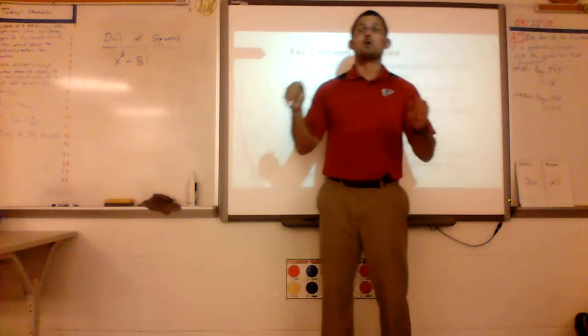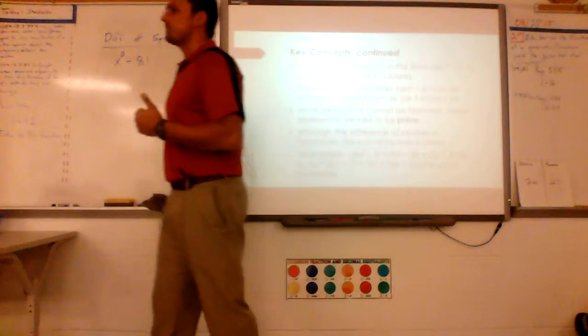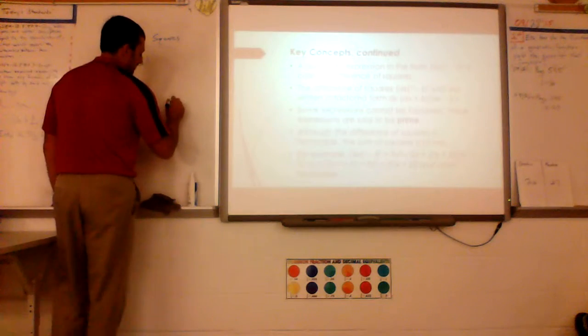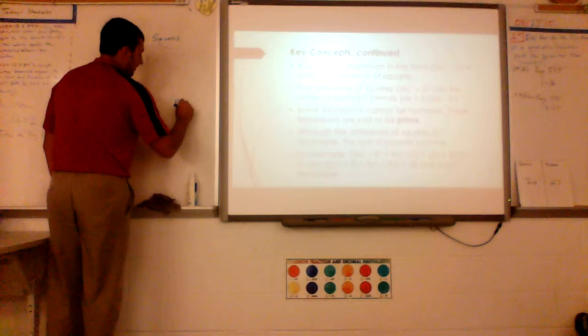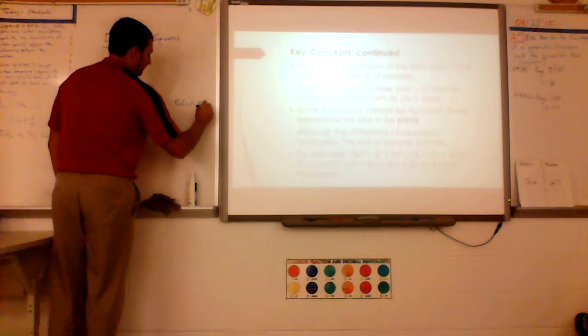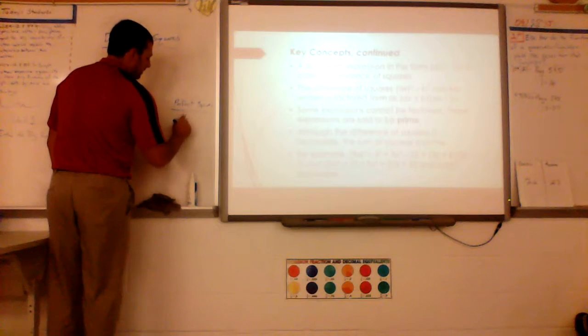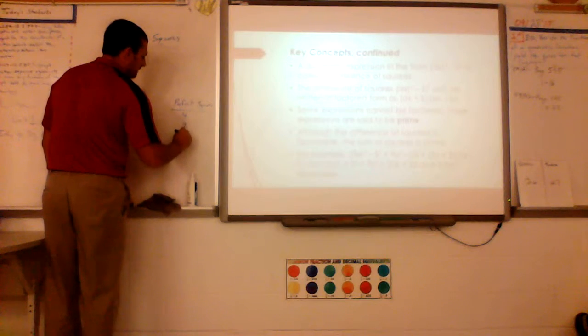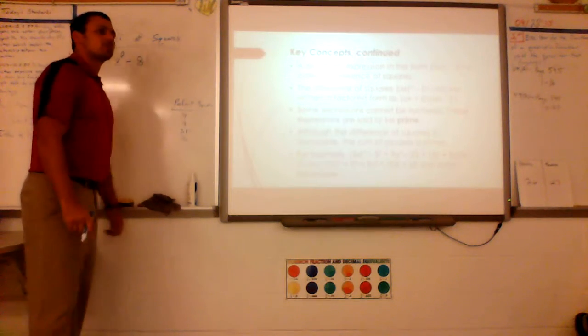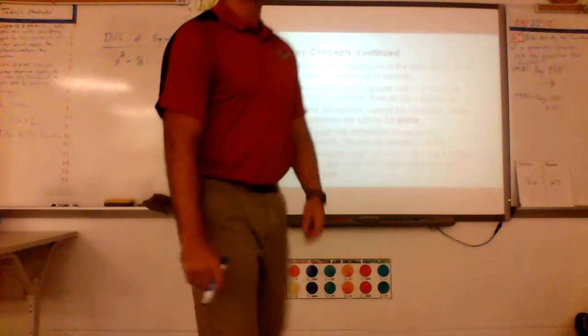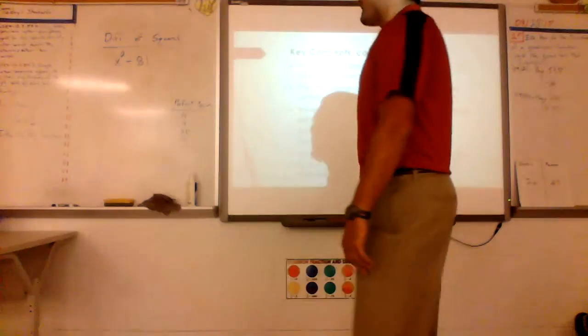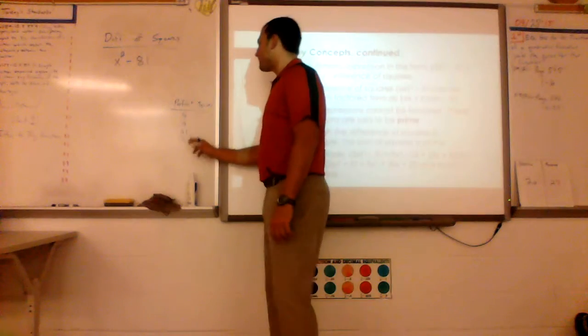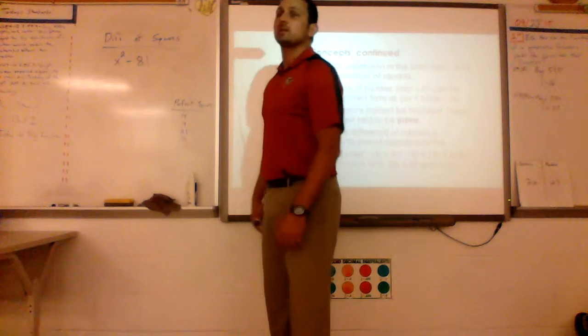Square root. I'm looking for perfect squares. Someone give me an example of some perfect squares. I've heard some. Perfect squares. I heard 4, I heard 9, I heard 25, I heard 36. And why are those perfect squares? Because what times what will give me 4? 2. What times what will give me 9? What times what will give me 25? What times what will give me 36?